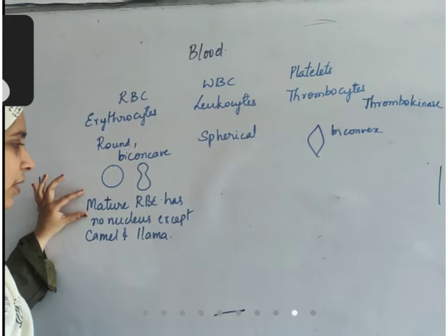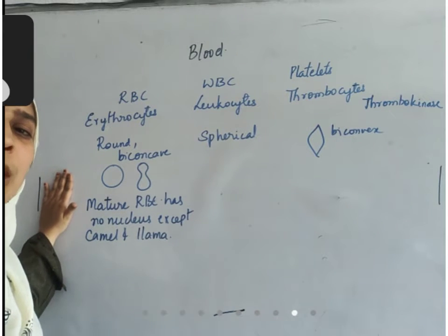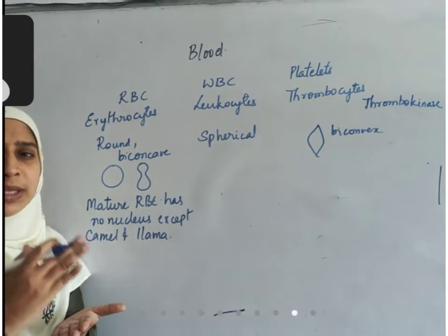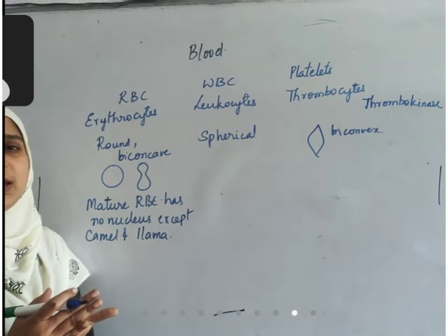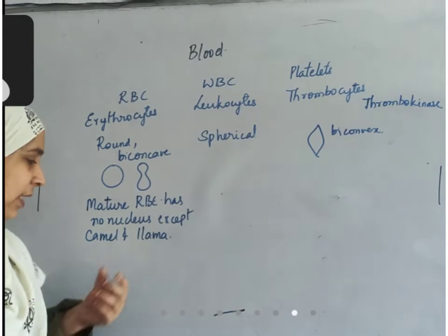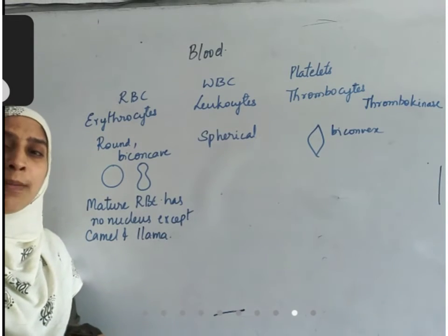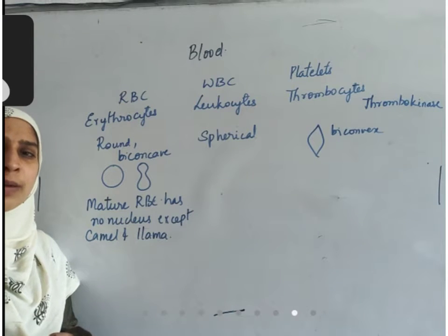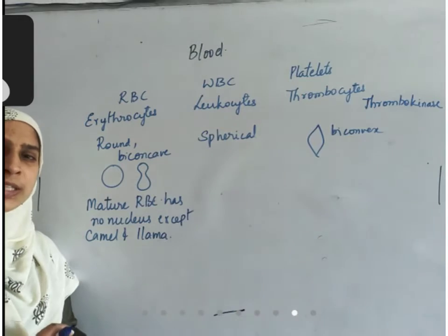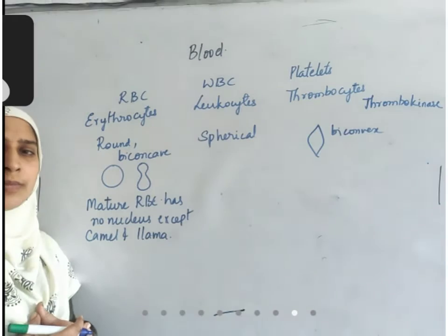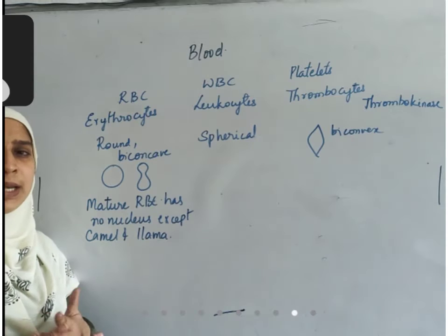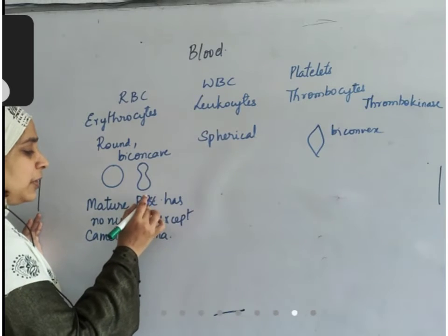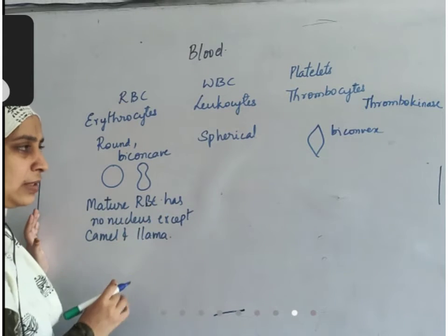In a newly formed RBC, nucleus is there. That means when the RBC is initially formed, at that time it has a nucleus. When it grows and becomes adult, the mature RBC does not have a nucleus. Except camel and llama means camel and llama have a nucleus in their mature cells also. In our body, all mammals except camel and llama do not have a nucleus. That is the meaning of this sentence. Only when RBC is mature; a young RBC cell has a nucleus.